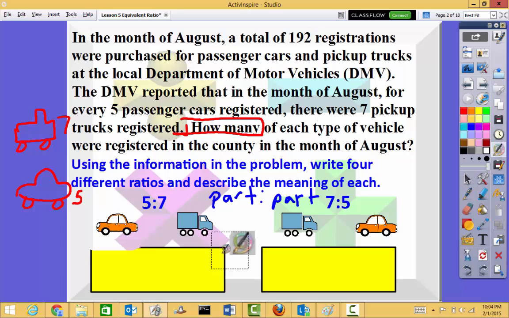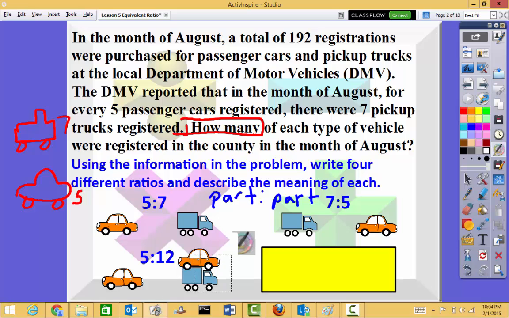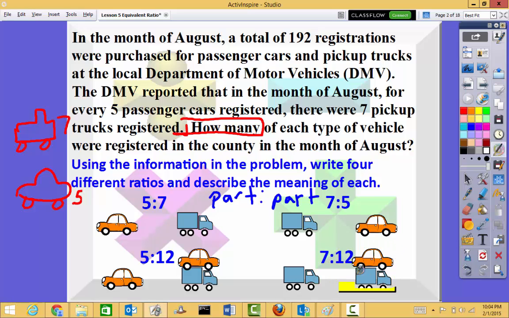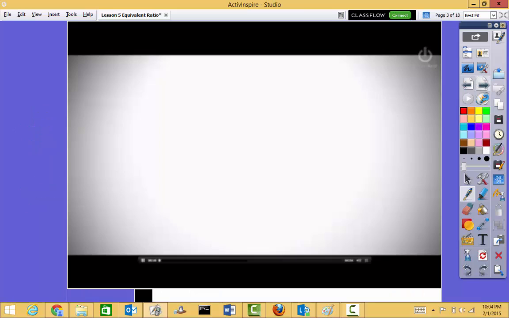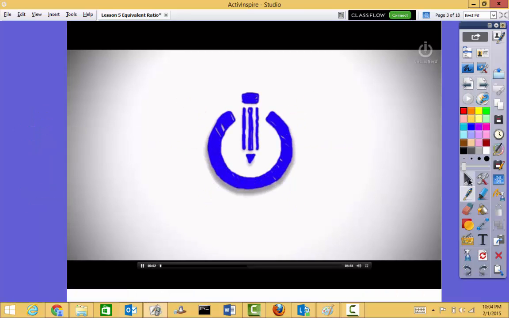Our second thing is called a part-to-whole comparison. So here I'm comparing 5 cars to the total number, which is trucks and cars, or my total vehicles. I can write one more ratio where I compare my trucks part to the total vehicles. These are called part-to-whole. I'm comparing part of the problem, trucks, to the whole entire problem, which is my trucks and cars. So now we're ready to start the problem it was asking us. But before we do, let's watch this short video.